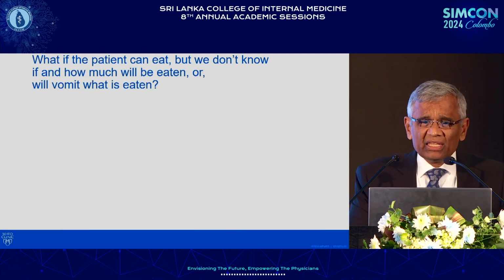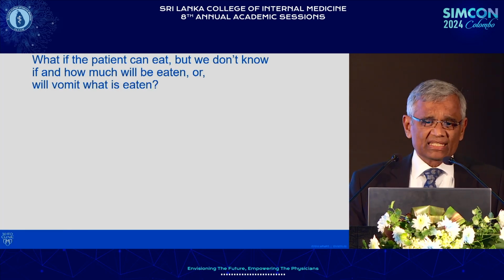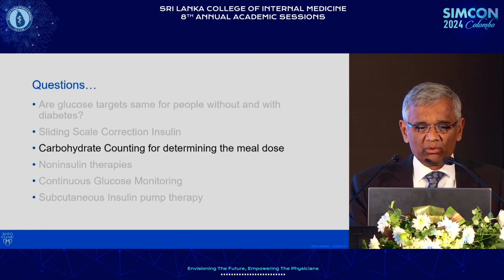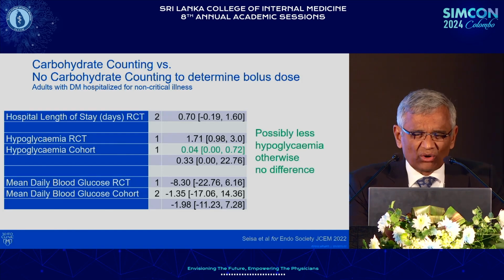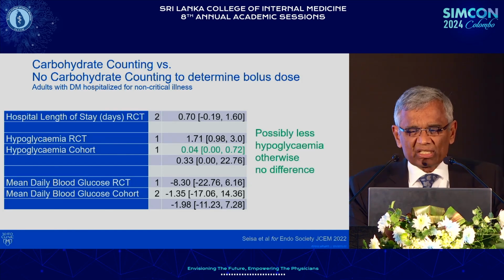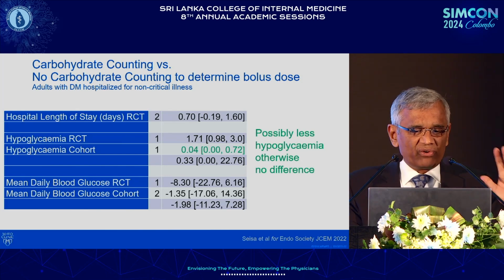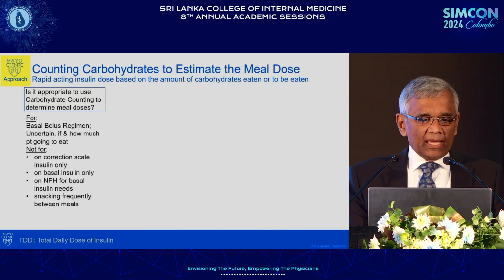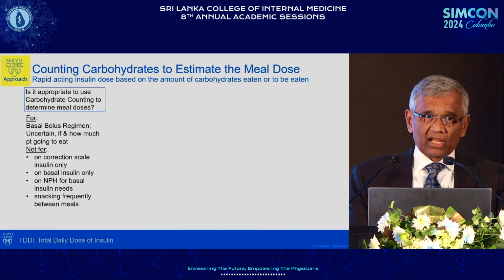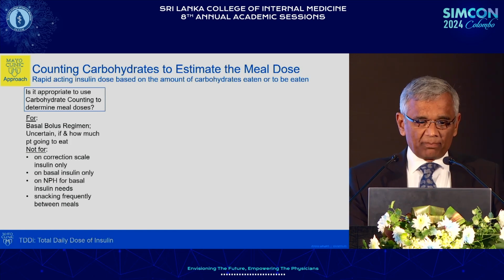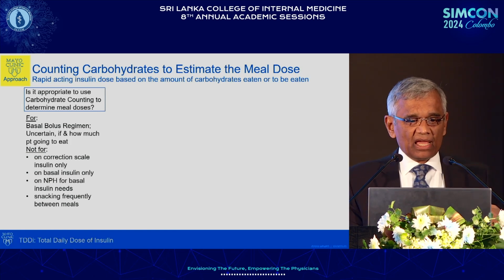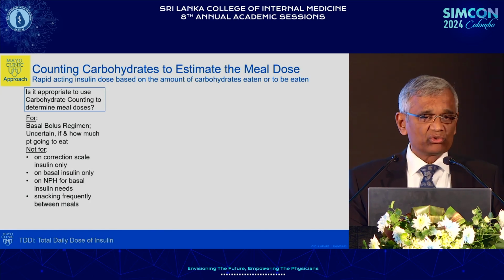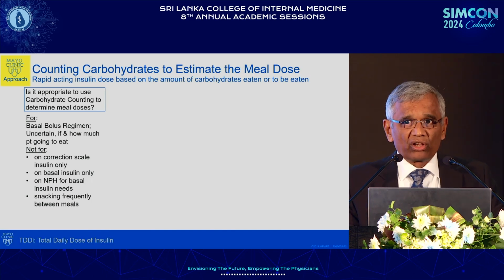But what if the patient can eat, but we don't know how much they are going to eat, or whether they are going to throw up or not? In that situation, we use carbohydrate counting. In a meta-analysis of not a lot of studies, actually 3 studies, carbohydrate counting has shown possibly fewer episodes of hypoglycemia, but no difference in average glucose or overall glucose control. So we find out whether it is appropriate to use carbohydrate counting in the patient in the hospital. These are patients who are on a basal bolus regimen and are uncertain how much they are going to eat. It is not meant for correction scale only or NPH users, or those who are snacking all the time. That's not a good plan for them.